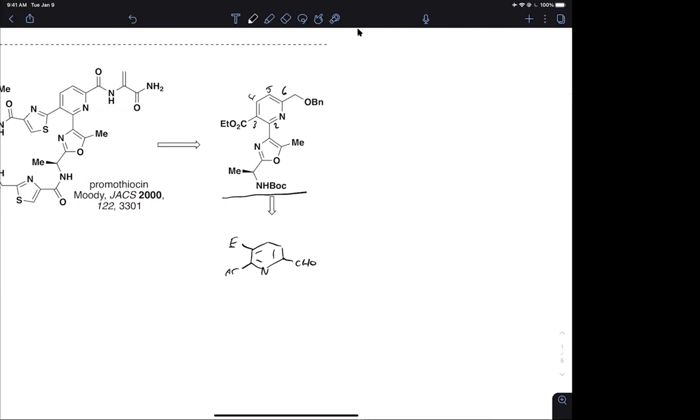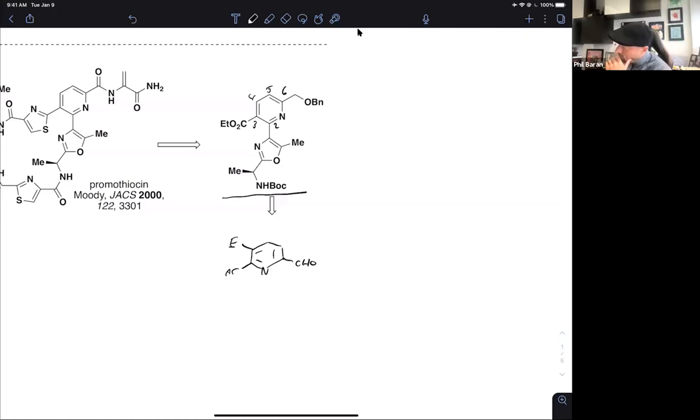Not really. Basically, if you disconnect the oxazole. Okay, disconnected how? I don't want you to do a cross coupling. So what do you want to do with that oxazole? Because we haven't learned oxazole synthesis yet, so it's unlikely that the answer is going to involve making the oxazole.